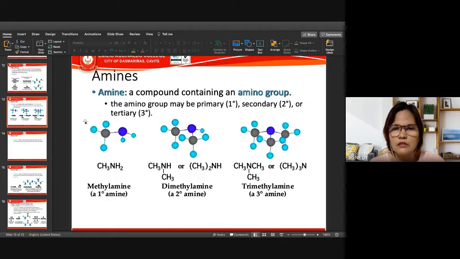So, here you have methylamine, dimethylamine, and trimethylamine. Class, it's not only looking at the structure per se, but you also have to remember the examples. Which of the following are examples of primary amine? Here are your choices. What's the answer? It's methylamine.